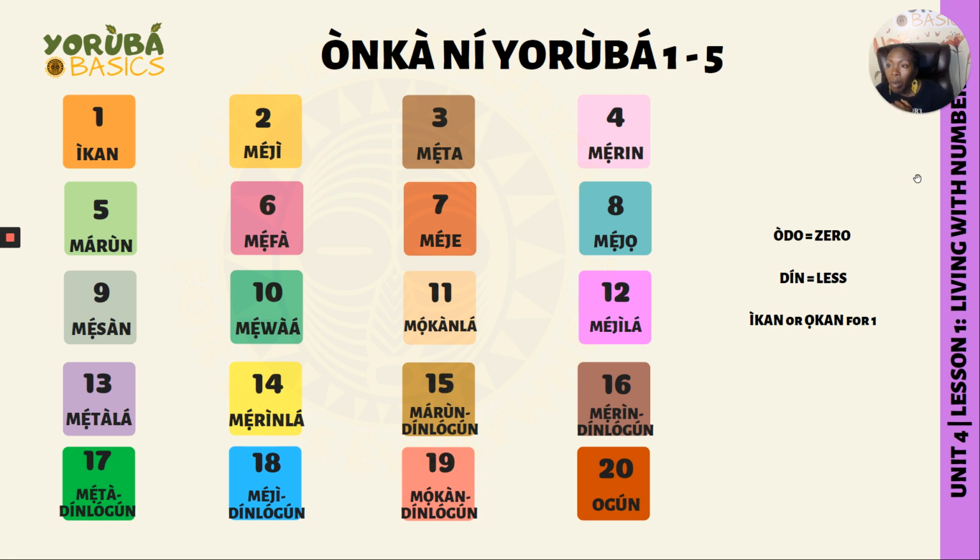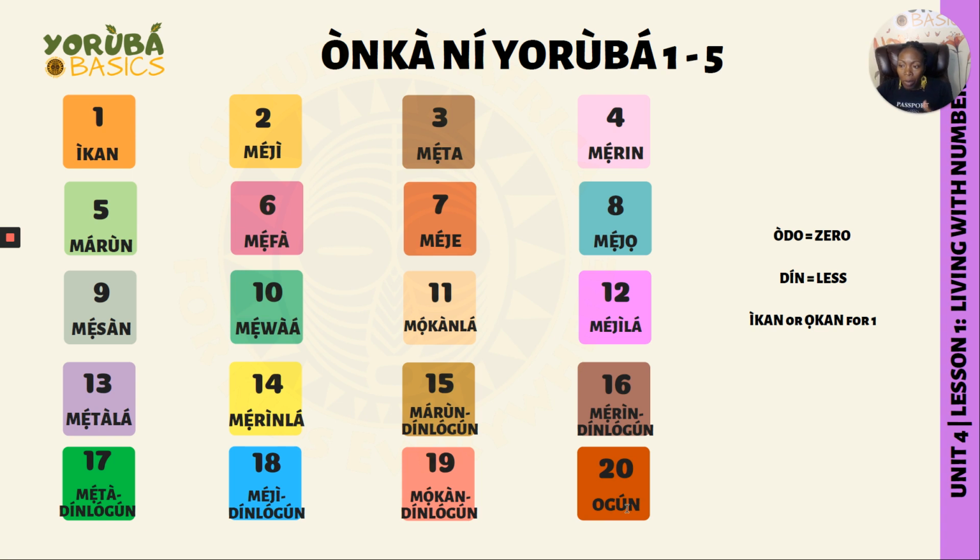All right, so what are the numbers in Yoruba? Let's go ahead and read them. Ọ̀kan, or sometimes referred to as ọ̀kan, is the first one. The second one is méjì, mẹ́ta, mẹ́rin, márùn, mẹ́fà, méje, mẹ́jọ, mẹ́sàn-án, mẹ́wàá. So that's up to 10. Then from 11 onwards, you have mọ́kànlá, méjìlá, mẹ́tàlá, mẹ́rìnlá, márùndínlógún. I'll talk more about this special number, number 15. Márùndínlógún, mẹ́rìndínlógún, mẹ́tàdínlógún, méjìdínlógún, mọ́kàndínlógún, ogún.